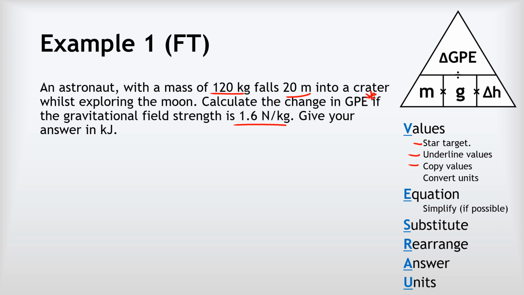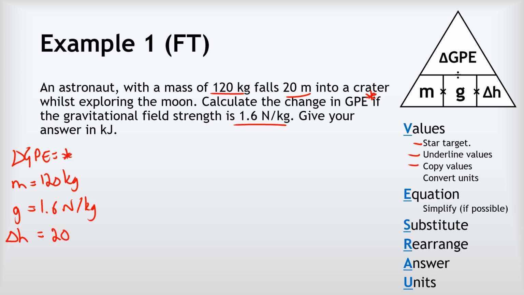Copy out those values. So we're going to say delta GPE. Well, we don't know that, so we're going to leave that as a star. m, the mass, was 120 kilograms. g, the gravitational field strength, is 1.6 newtons per kilogram. And finally, delta h, the change in height, well, the person falls 20 meters, so 20 meters is our change in height.